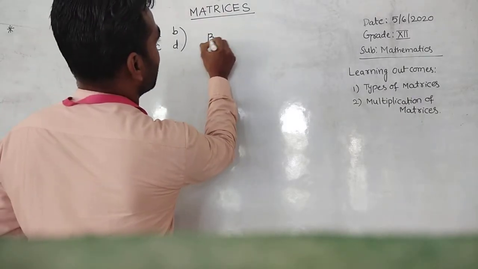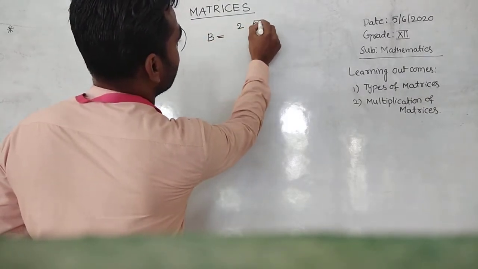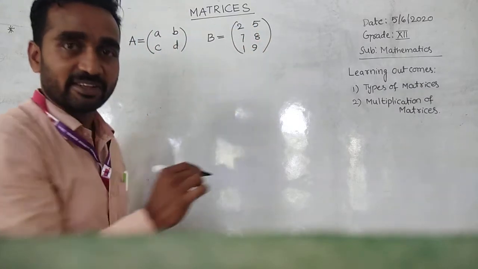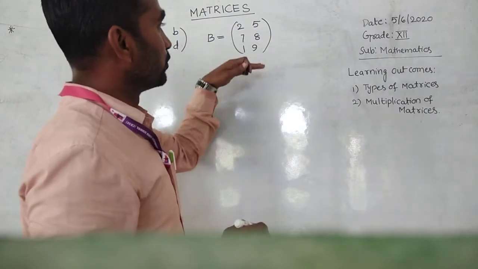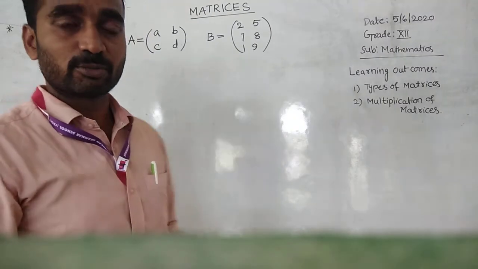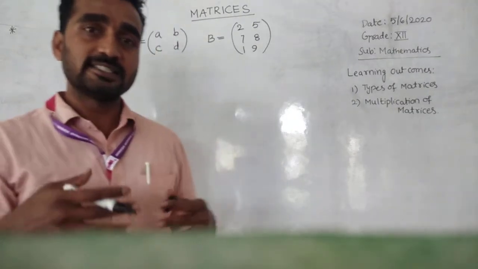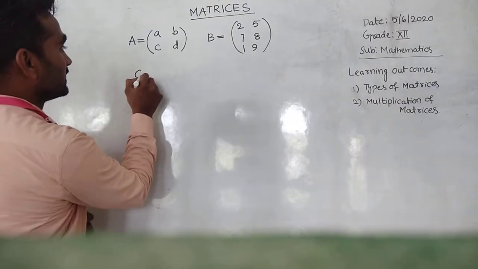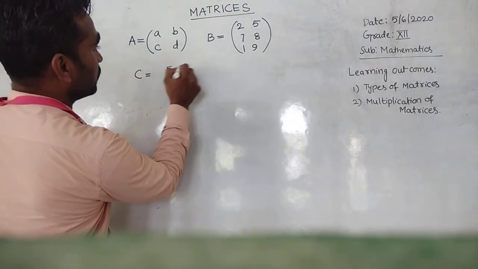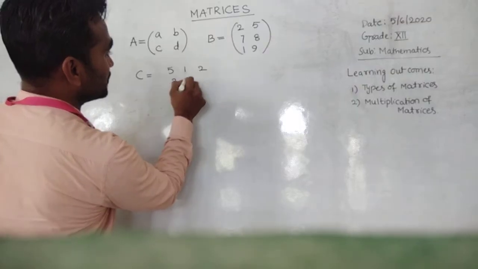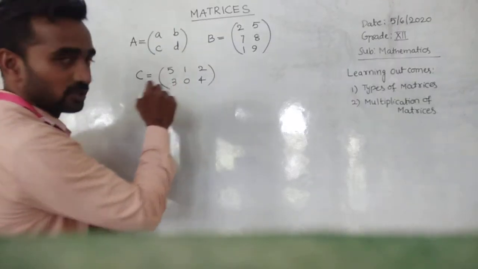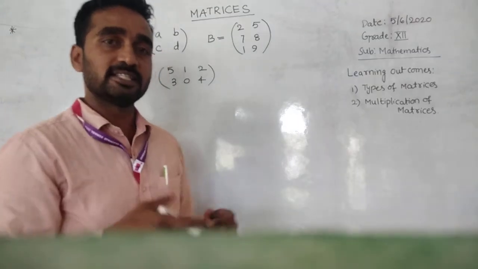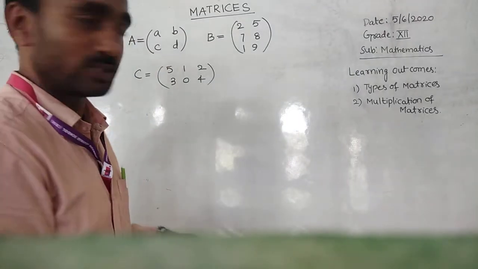For example, B is equal to 2, 5 and 7, 8, 1, 9. There are 3 rows and 2 columns. This is one more matrix. These 6 elements are arranged in a rectangular array with 3 rows and 2 columns. Similarly, C is equal to 5, 1, 2 and 3, 0, 4. See here there are 2 rows but 3 columns. So 6 elements we can arrange in 2 rows and 3 columns or 3 rows and 2 columns.